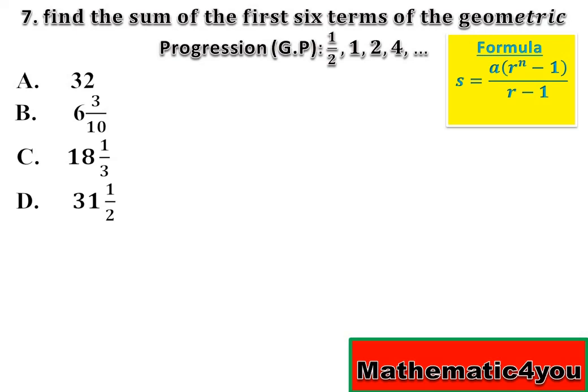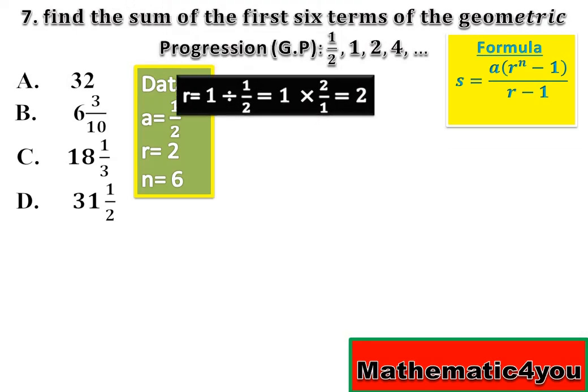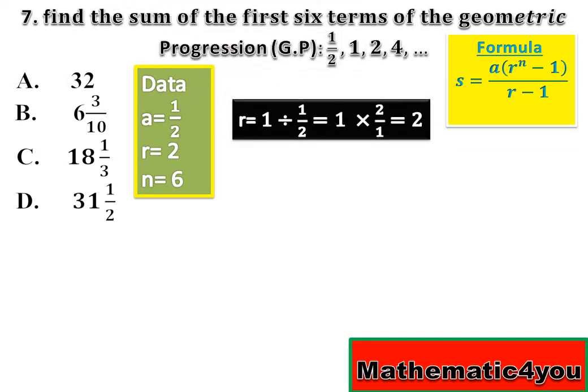And the next thing is to collect your data. Make sure you collect your data. Always don't forget to collect your data, the information that you're going to use to solve. Then you find the common ratio. It's 1 divided by 1 over 2, which is equal to what? 1 times 2 over 1 is equal to 2. So the common ratio there is equal to 2.